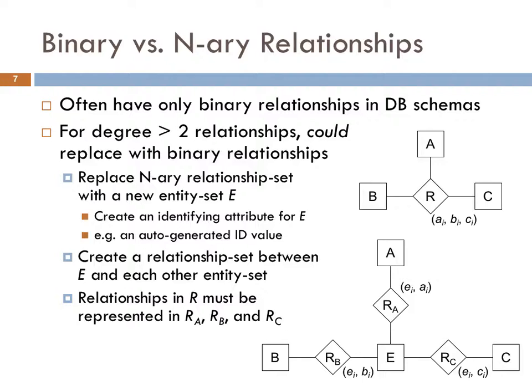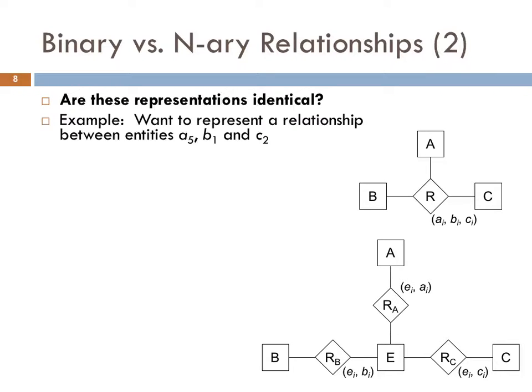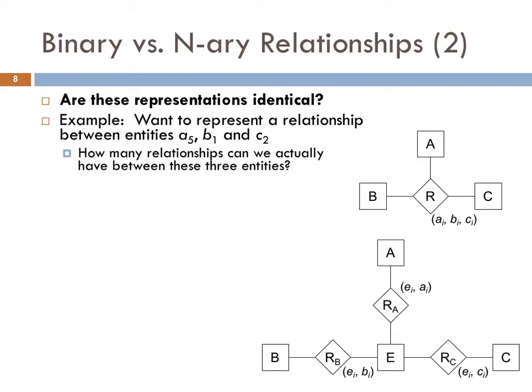Now the question is, is this actually the same as the ternary relationship set? Or is it a little bit different? And it turns out that it's actually rather significantly different. And I'll show you a few ways in which this is different. Let's say that we want to represent a specific relationship between entities A5, B1, and C2.